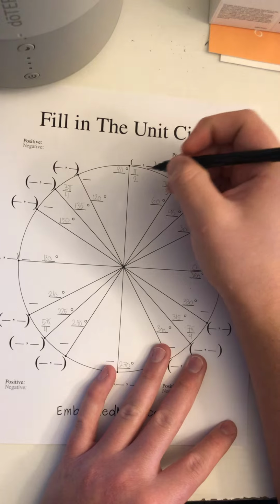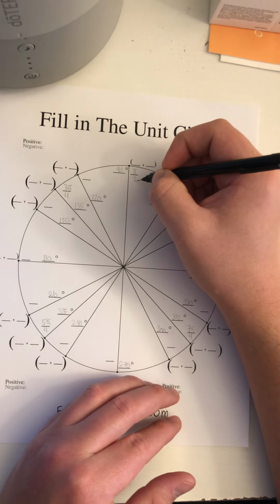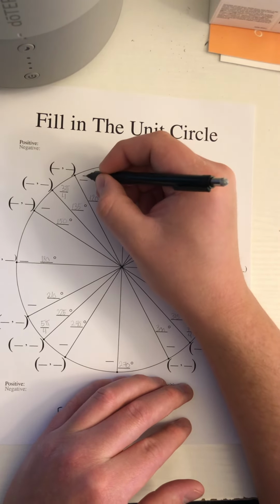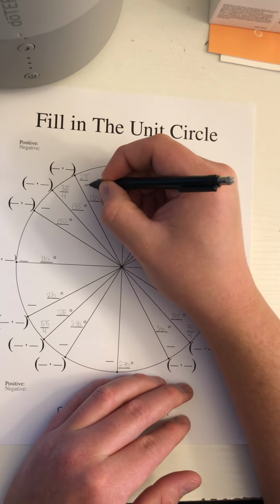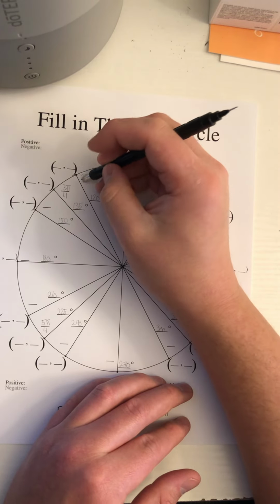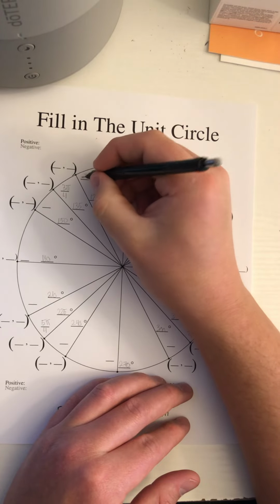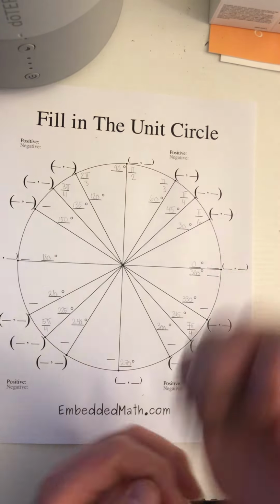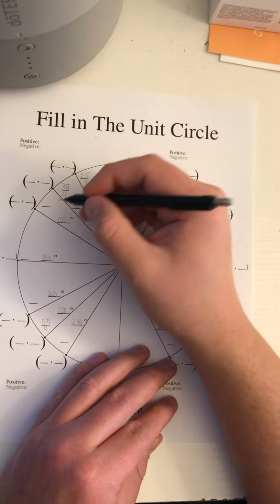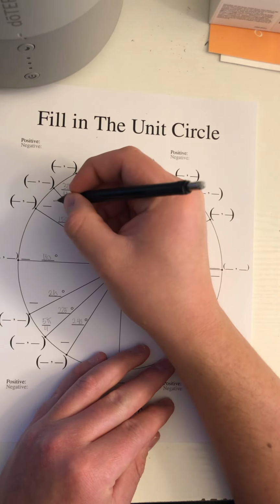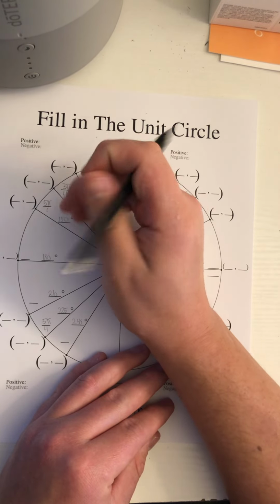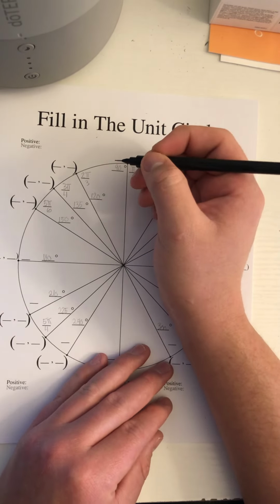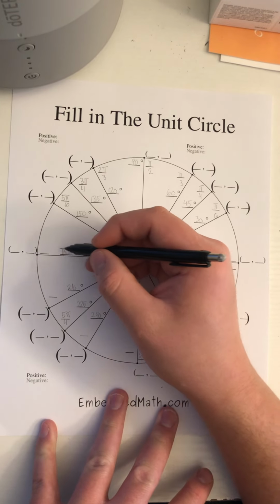And then we have another pi over 6. So this is going to be 4 pi over 6, which is going to be 2 pi over 3. And then our next term is going to be 5 pi over 6. So that's not going to simplify. 5 pi over 6. Then our next term is going to be 6 pi over 6.